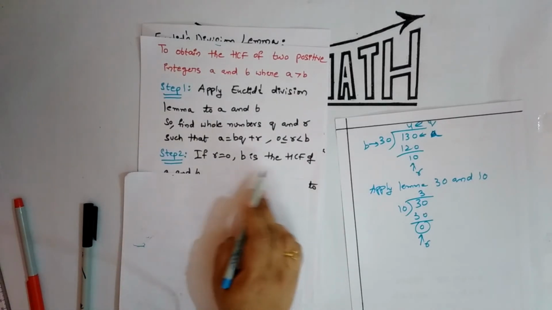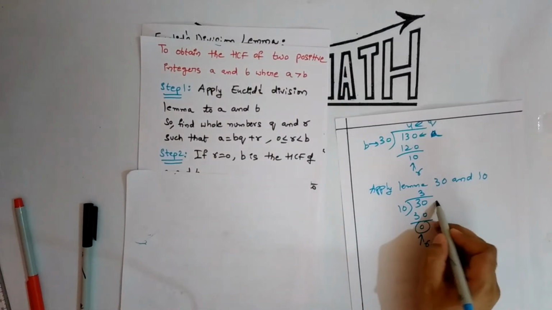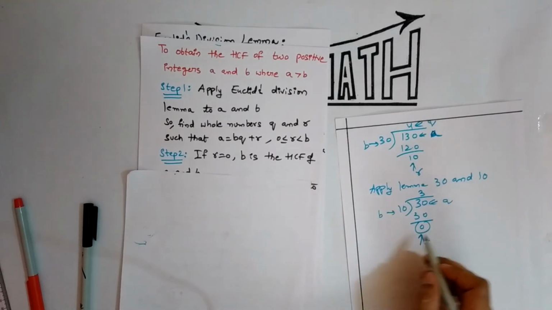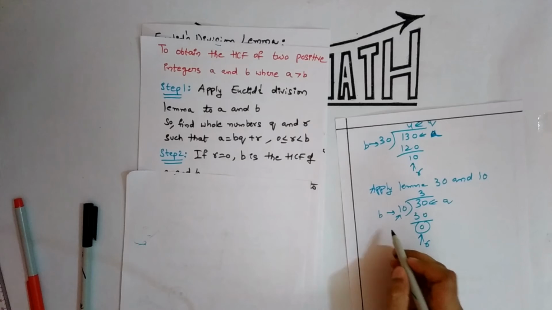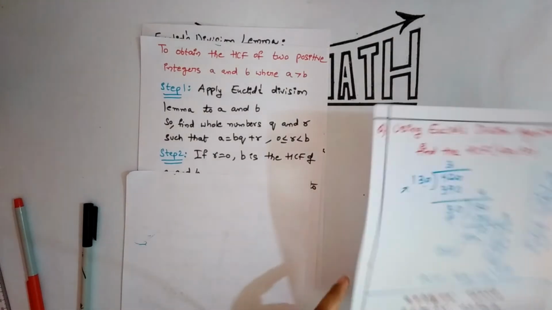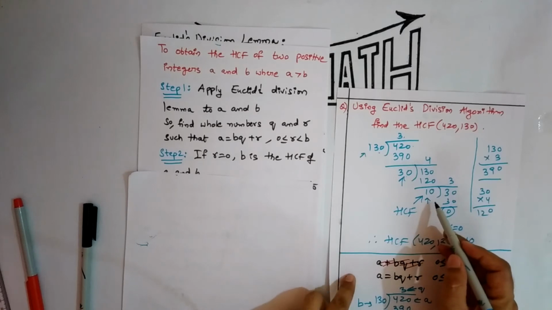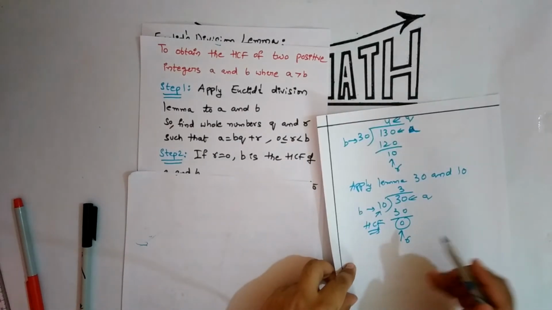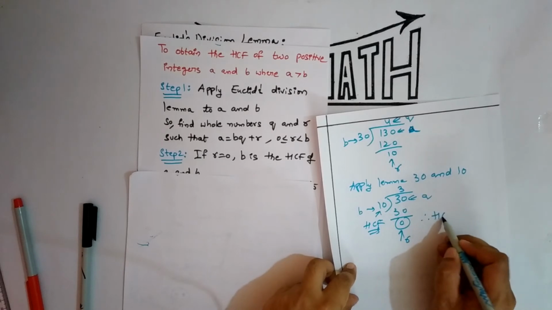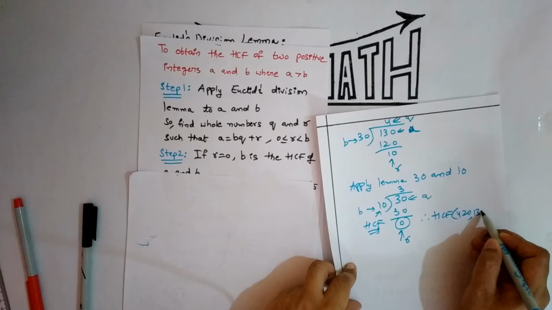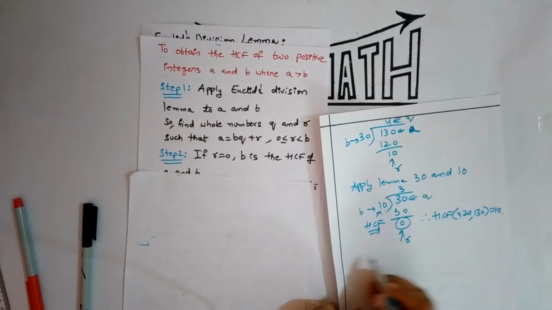If R equal to 0, B is the HCF. This is A here and this is B here. If R equal to 0, B is the HCF. This is HCF. This is what we have actually tried to do here also. So what you can do is, therefore, HCF of 420 and 130 is equal to 10.